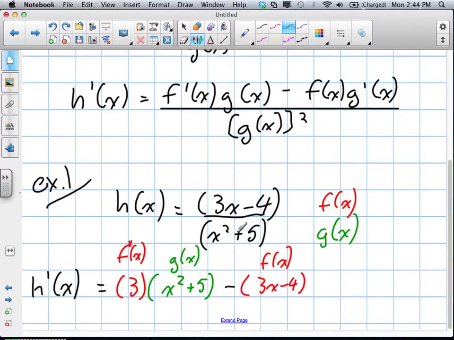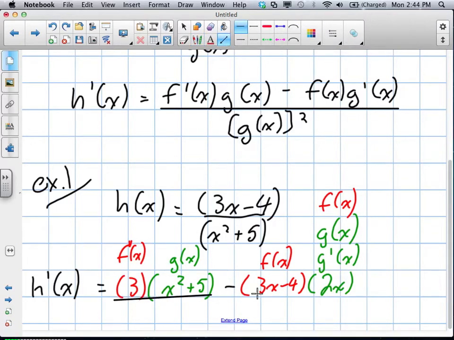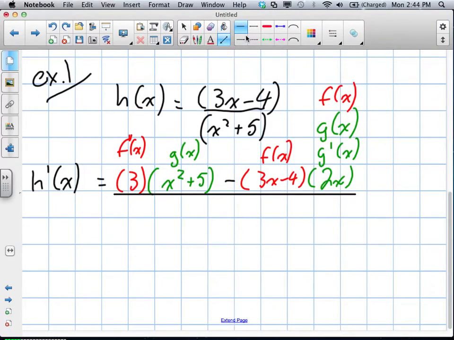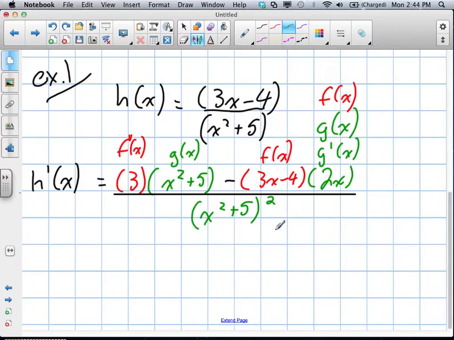Multiplied by the derivative of g at x. Well, the derivative of g at x is 2x. So that's our g prime x. And this is all divided by the original function that was on the bottom. Well, our original function on the bottom was x squared plus 5, and they're just squaring it. So we have that function now.